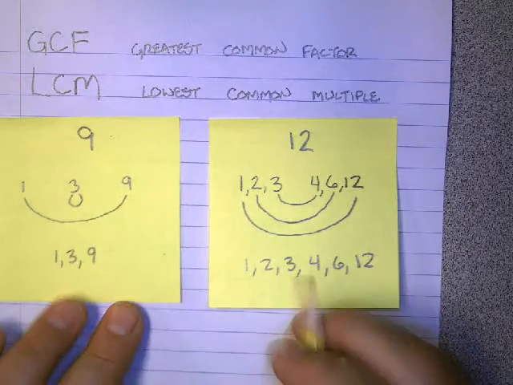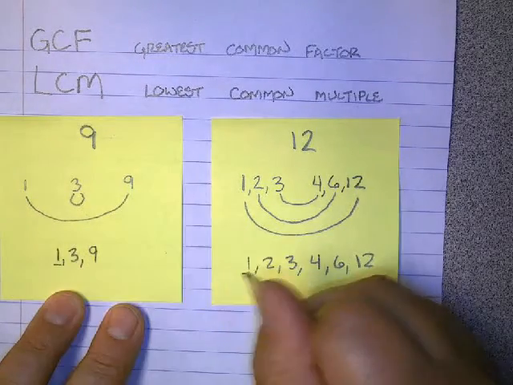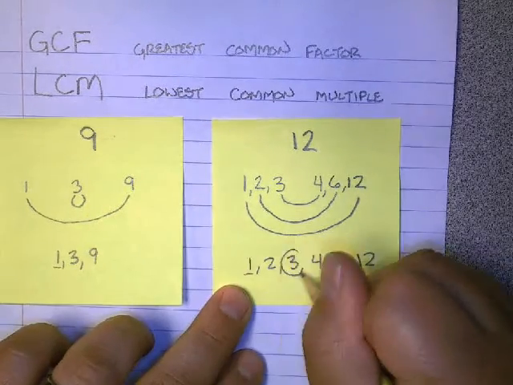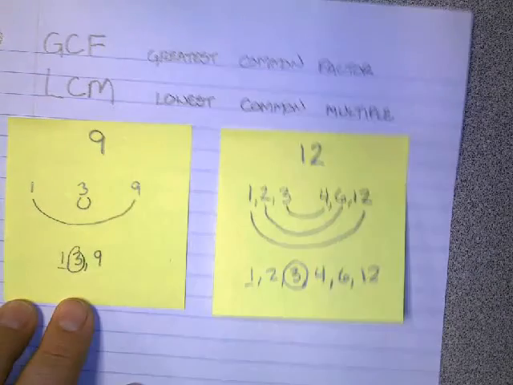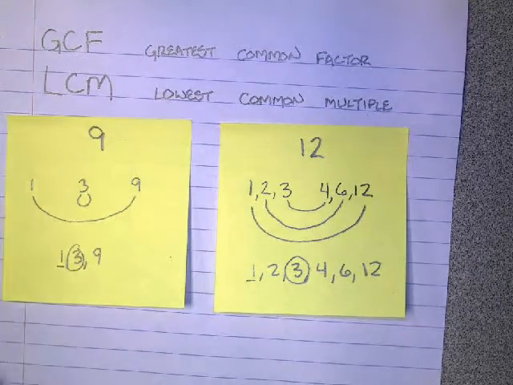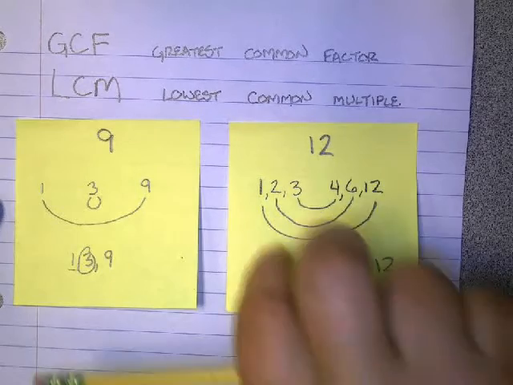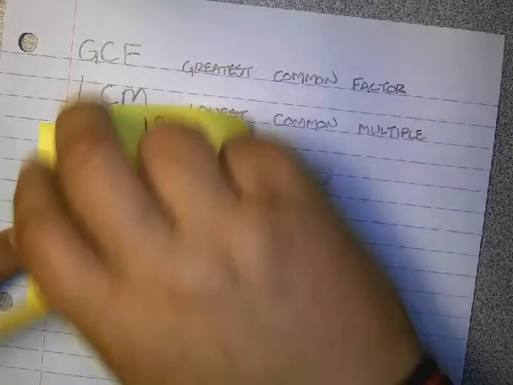Now the greatest number that's the same, well, 1's the same, but 3 is going to be my biggest one that's the same. And so I call this the rainbow method for doing that.